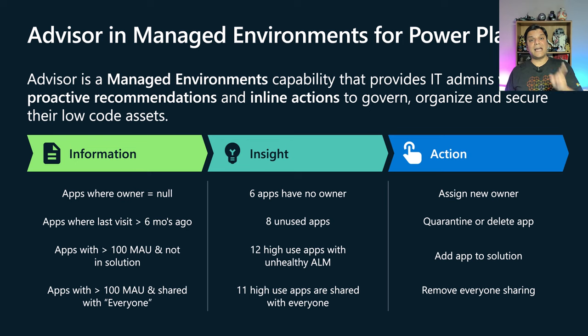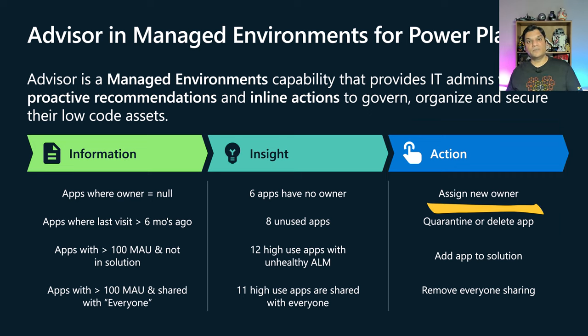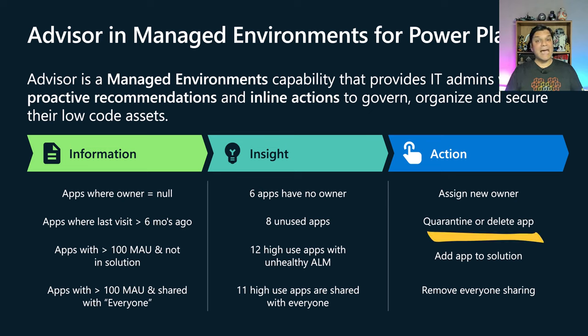And there will also be actionable items as well. So if you have some person who's built an item and that person has left, yes, you could change the primary owner using the PowerShell command, but you can do these actionable items directly through the managed environments: assigning new owners, quarantining or deleting apps, adding an app to a solution. That was big, because yes, we can do solutions, but adding an app to a solution took a little bit of work before. Now it's going to be directly actionable by you. And then removing everyone's sharing. I know enterprise level, heavily regulated people, they are going to love this feature. So this one definitely caught my attention as well.